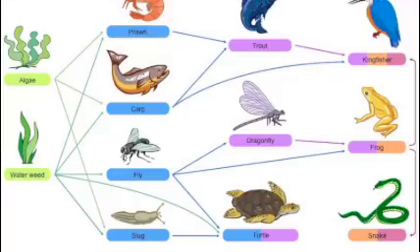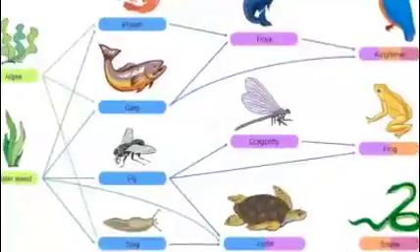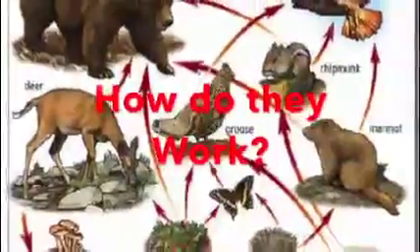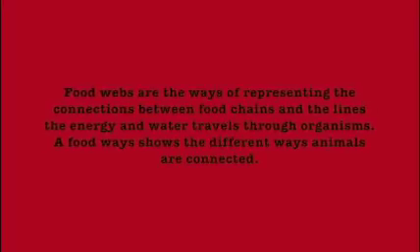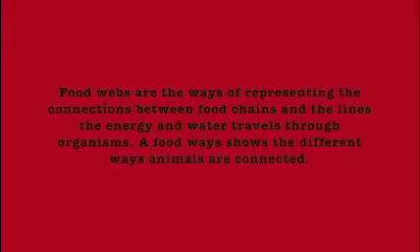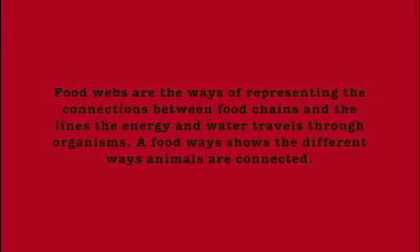Food webs. How do they work? Food webs are ways of representing the connections between food chains and the lines the energy and water travel through organisms. A food web shows the different ways animals are connected.